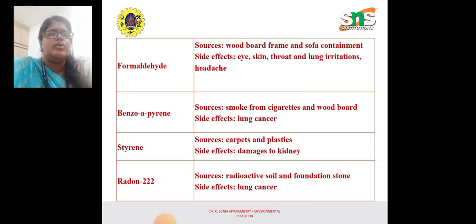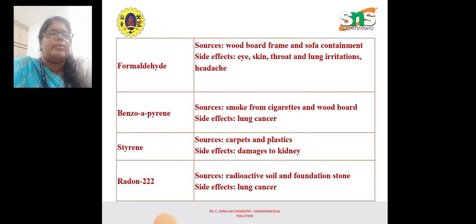Formaldehyde. Sources: wood board frames and sofa contaminants. Side effects: eye, skin, throat and lung irritation, and headaches. Benzopyrene. Sources: smoke from cigarettes and wood. Side effect: it causes lung cancer. Styrene. Sources: carpets and plastic. Side effect: it damages the kidney. Radon-222. Sources: radioactive soil and foundation stone. Side effect: it causes lung cancer.